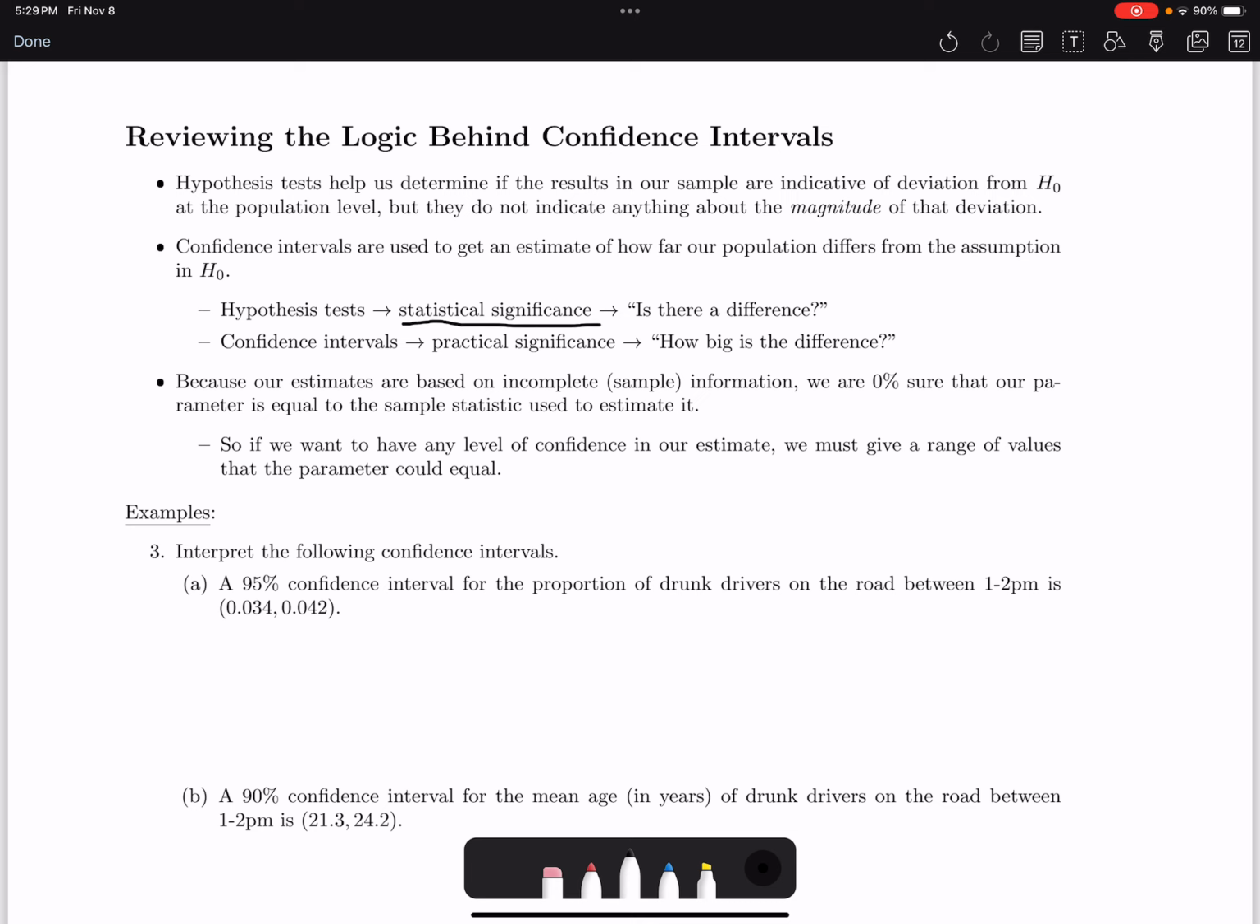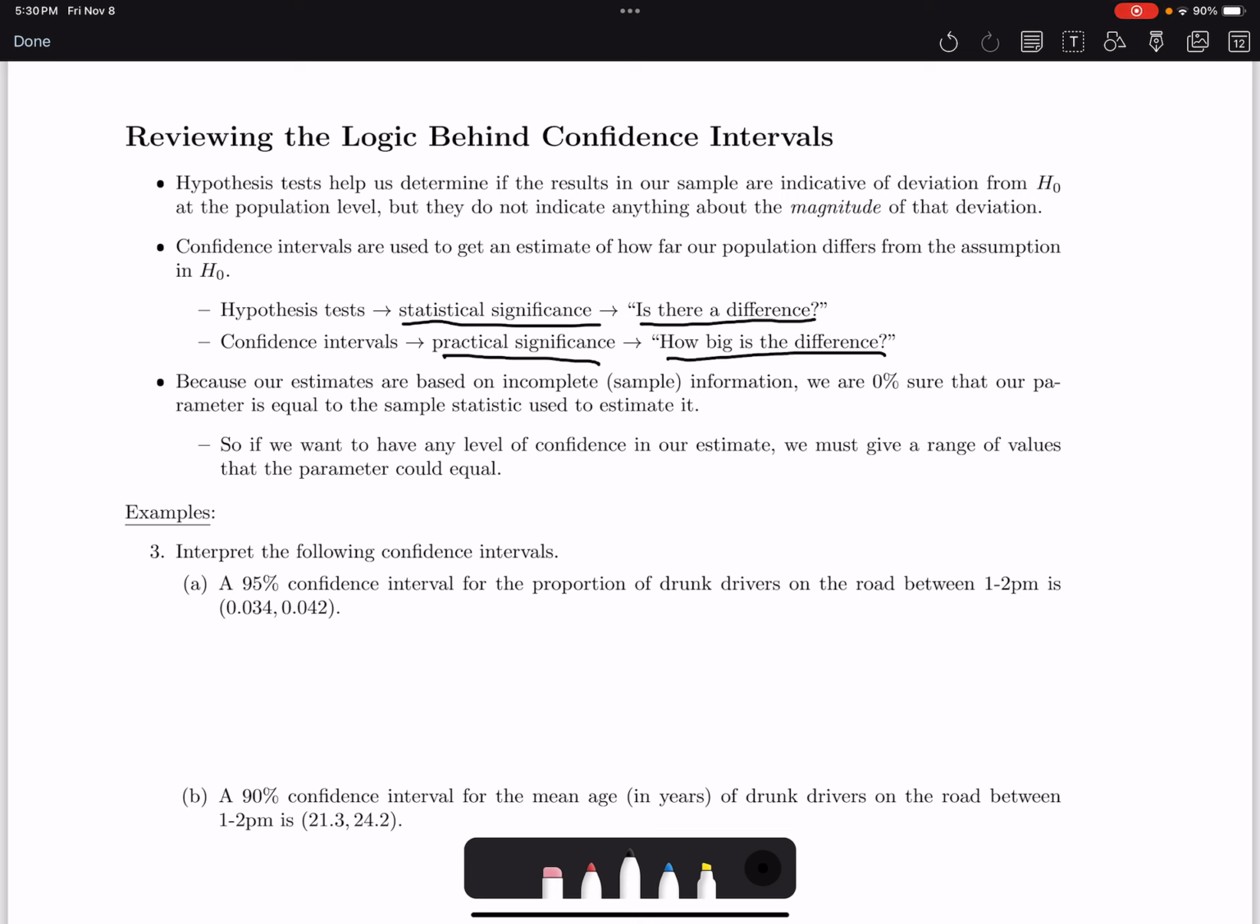So hypothesis tests tell us about statistical significance. They answer the question, is there a difference? Okay. Whereas confidence intervals tell us about practical significance. They tell us how big the difference is. Okay. So once you've rejected the null hypothesis in a hypothesis test, then you know that there's a difference. Okay. But then the question is, how big is the effect? How big is the difference?